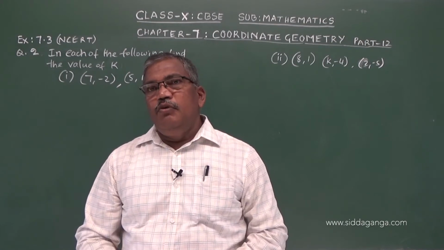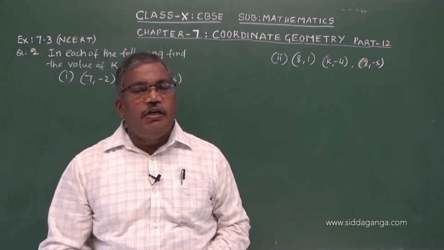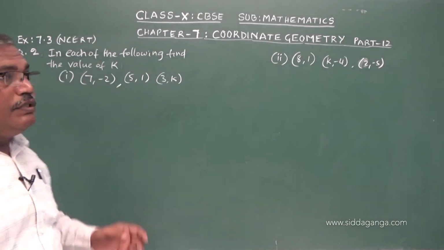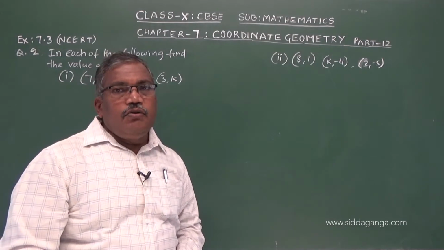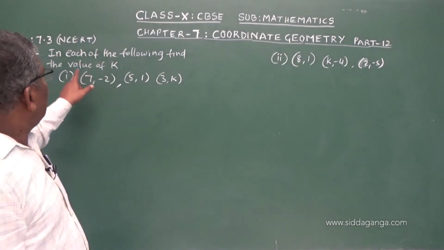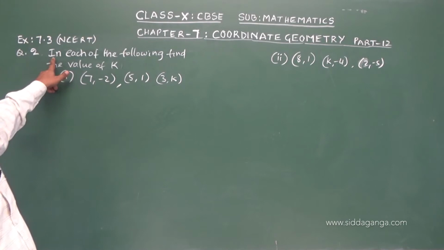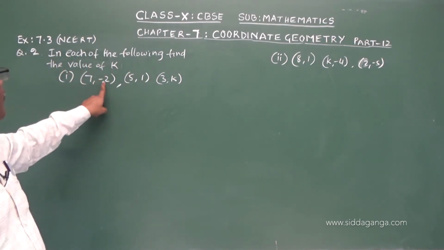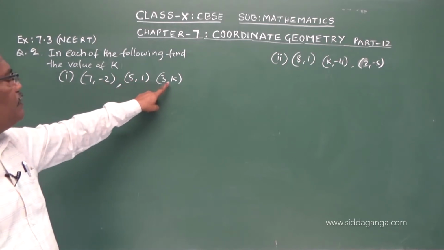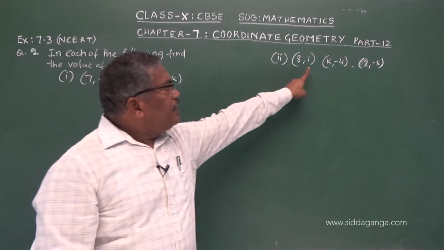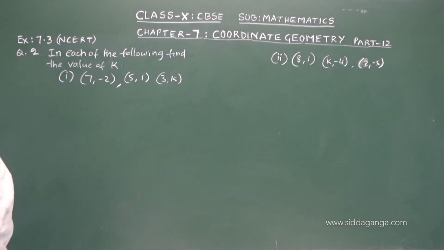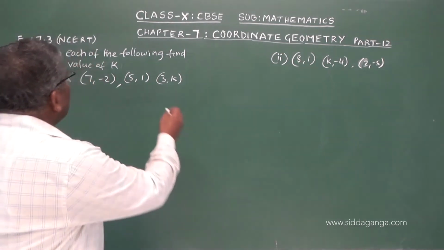So you may please open your NCERT textbook. Look into exercise 7.3, question number 2. It reads like this: in each of the following, find the value of k. Three coordinates are given: 7, minus 2; 5, 1; 3, k. The condition is for which the points are collinear.